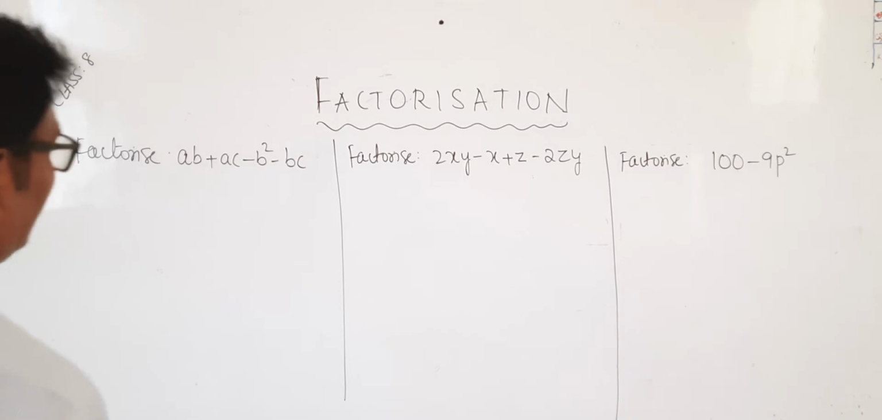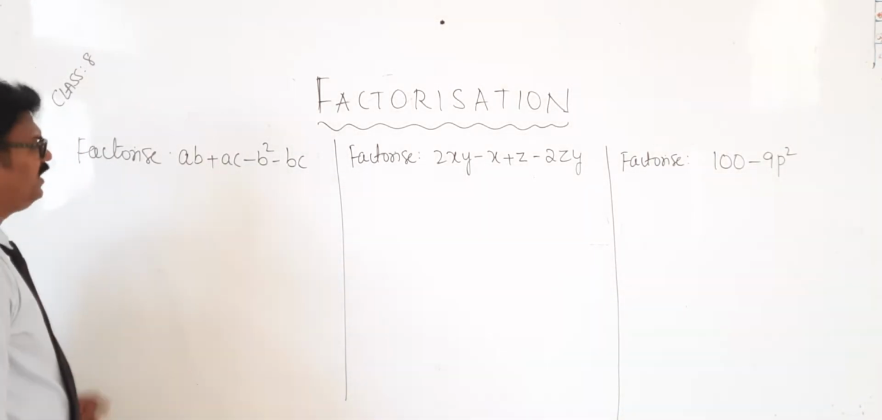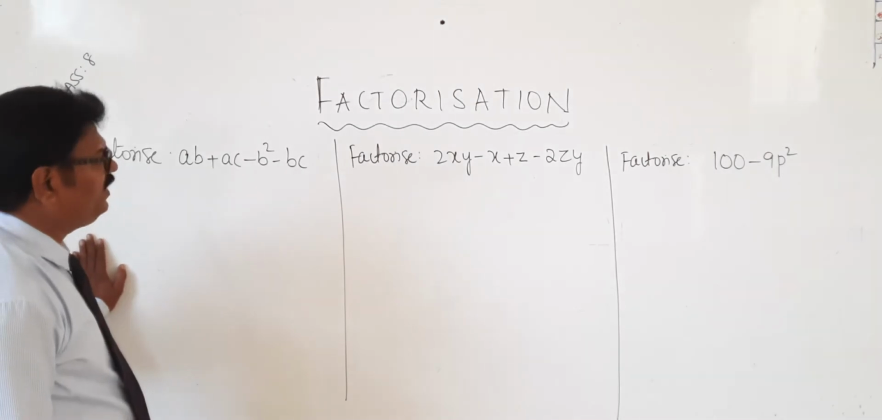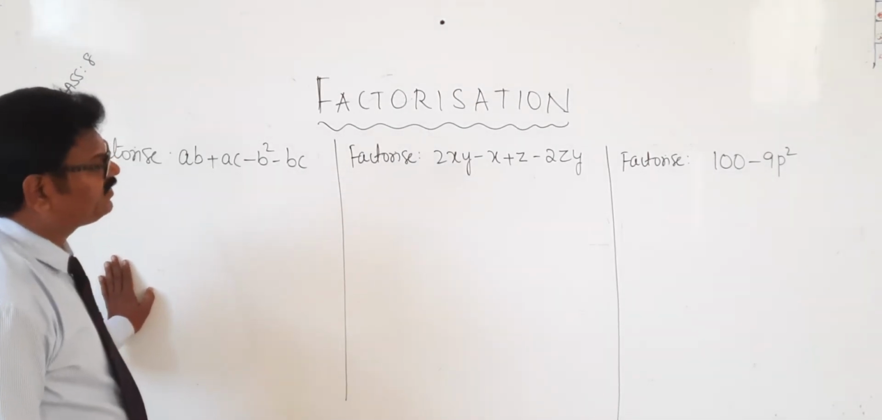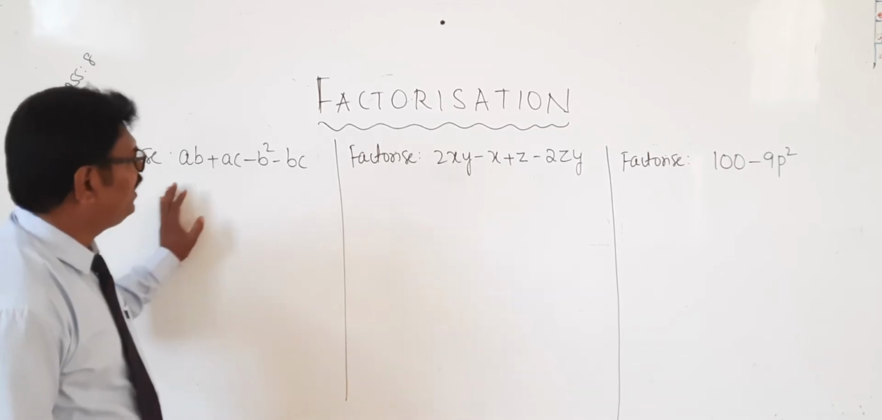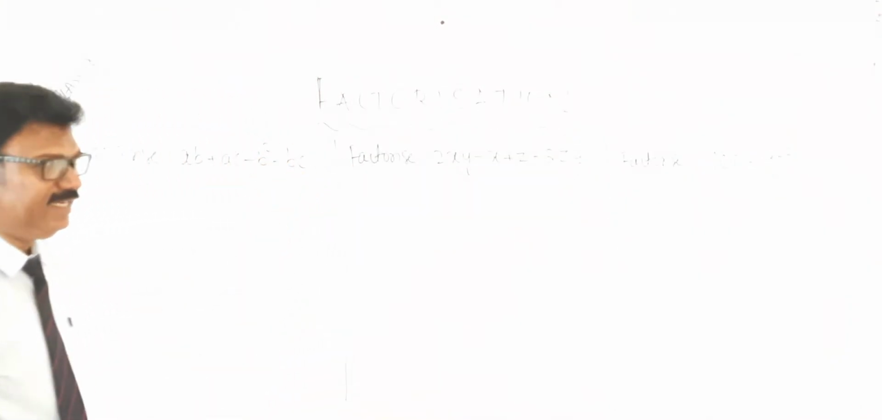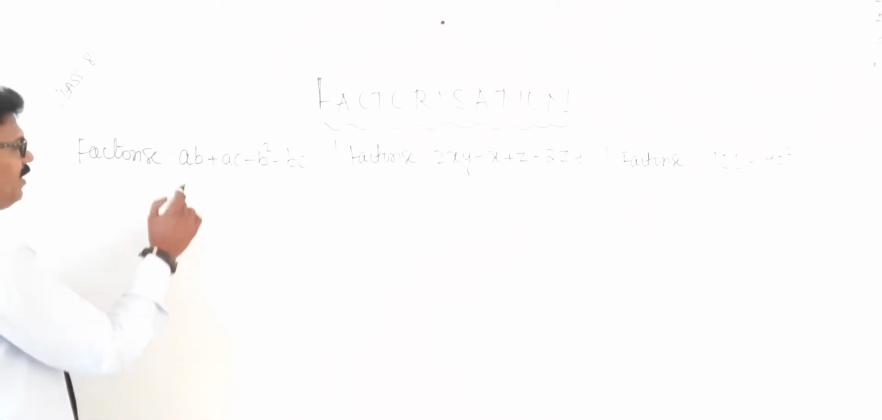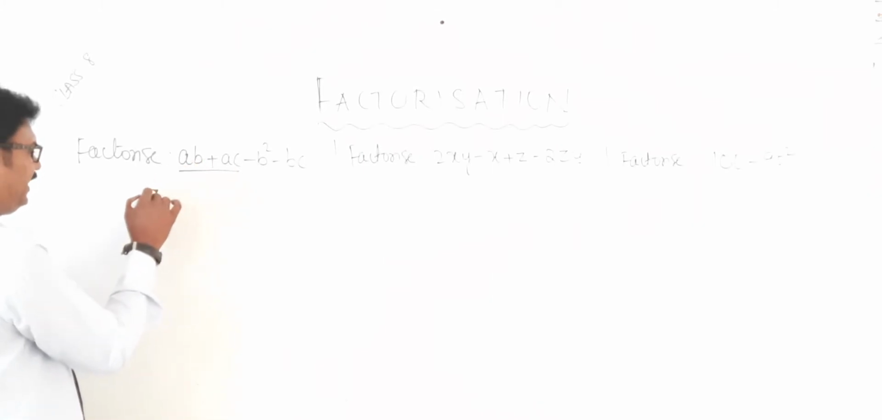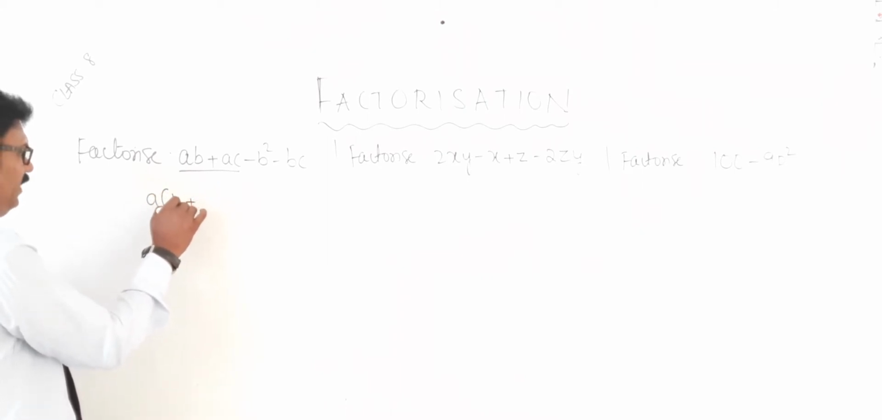Yes, one more set of problems you see. Factorize AB plus AC minus B square minus BC, 2xy minus x plus z minus 2zy, 100 minus 9p square. If you observe, these two will come in one category, that is grouping method, and that will be using identity. Okay, then we will see. No problem. In this, you take A as common. What will be remaining? B plus C.